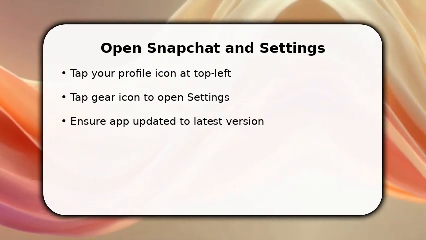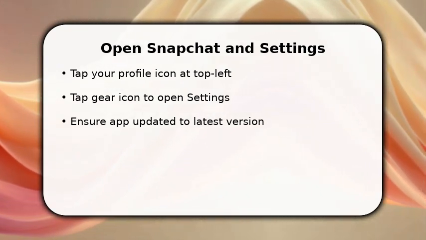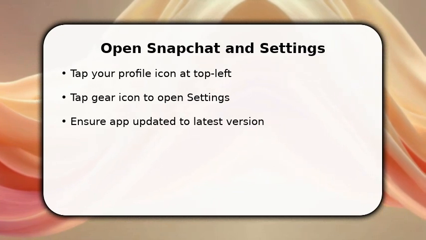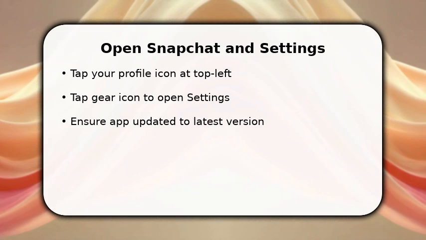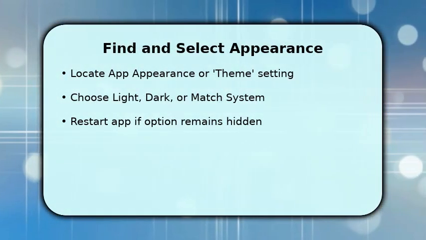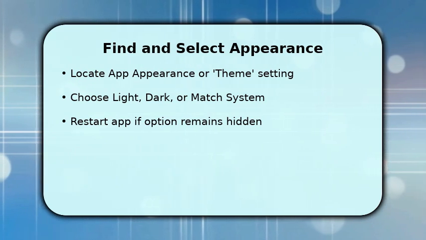Once done, scroll to find app appearance or appearance settings. If you don't see it immediately, stay on the settings page and prepare to check system-wide display preferences as the next step. Now locate app appearance or theme within settings. It's often grouped with display or advanced settings.